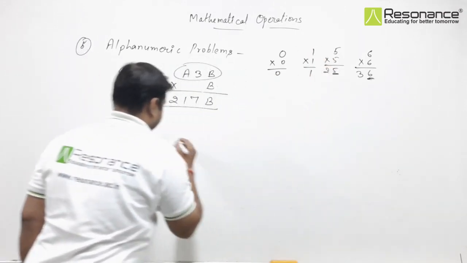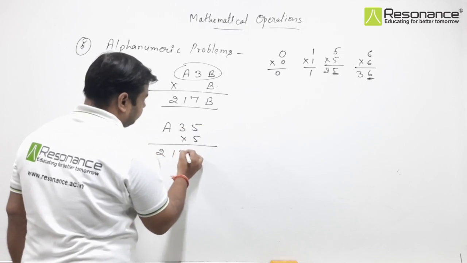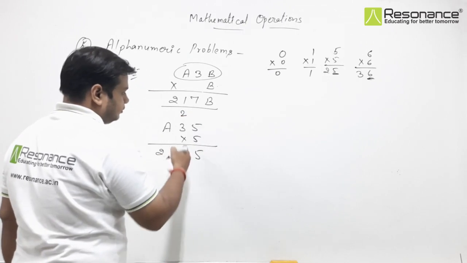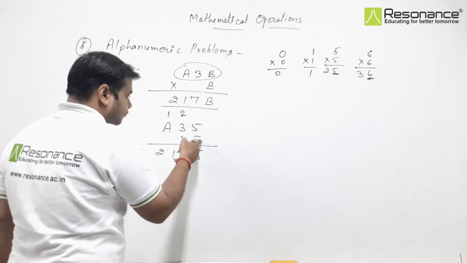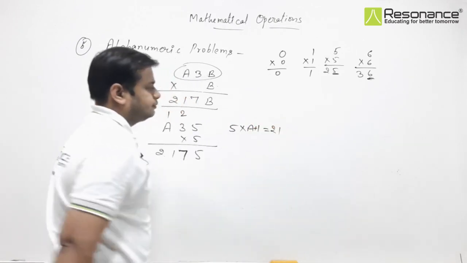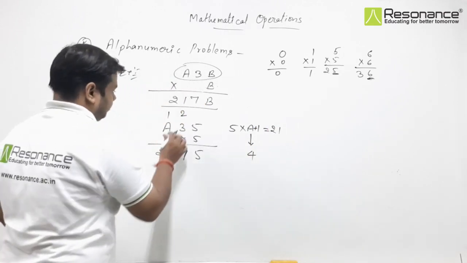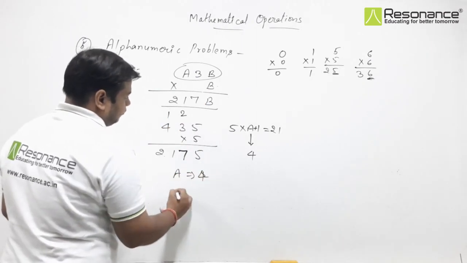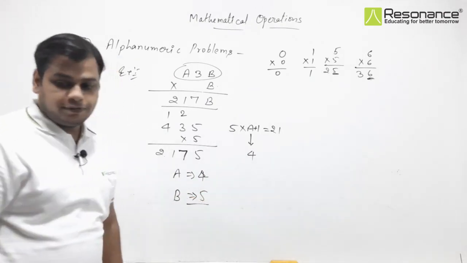Now we'll apply 5. So A35 multiplied by 5 will give us 2175. 5 fives are 25, 2 is carry over, 5 threes are 15, 15 plus 2 is 17, 1 is carry over. Now 5 multiplied by A plus 1 will give us 21. So the value of A becomes 4. So A will be replaced by 4. So the value of A is 4 and the value of B is 5. This is called the questions of alphanumeric problems.